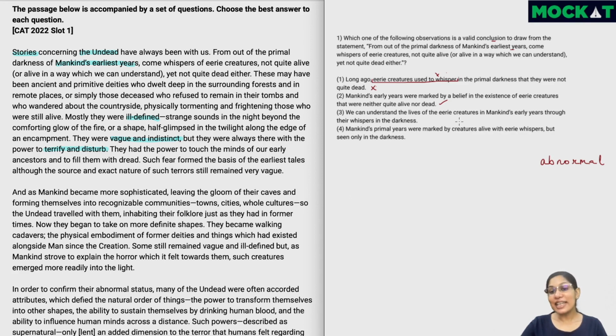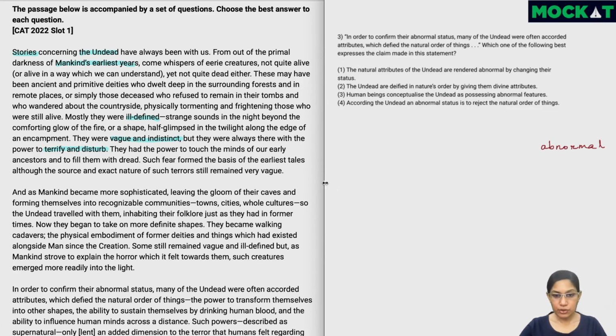We can understand the lives of the eerie creatures in mankind's early years through their whispers in the darkness. Again, their whispers seems to suggest that it's the eerie creatures that whispered, and just as we've already discussed, that's wrong. Mankind's primal years were marked by creatures alive with eerie whispers. The technique they've used in all these three is they've taken words from the passage, mixed them up in a hodgepodge and changed the meaning. Instead of humans whispering, they've made it eerie creatures whispering. So we can eliminate these options and go with option 2 for this question.